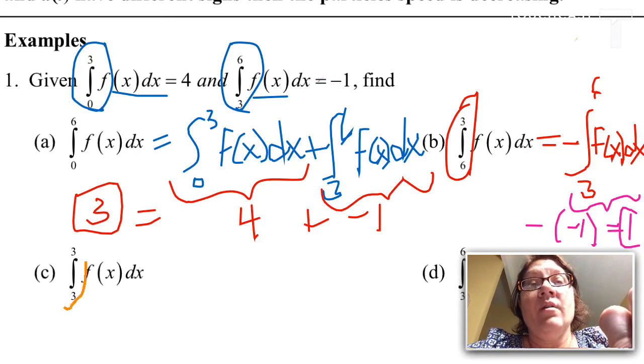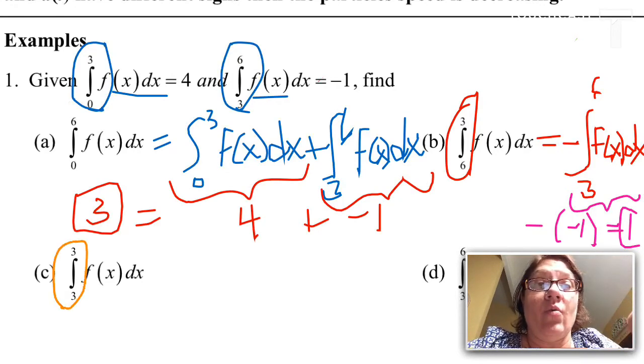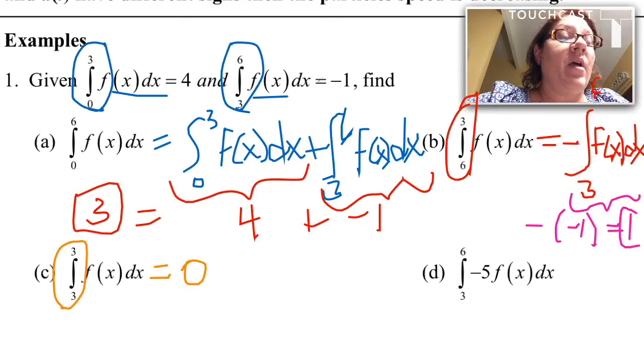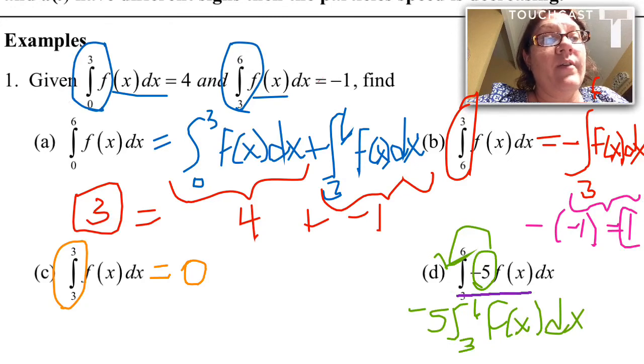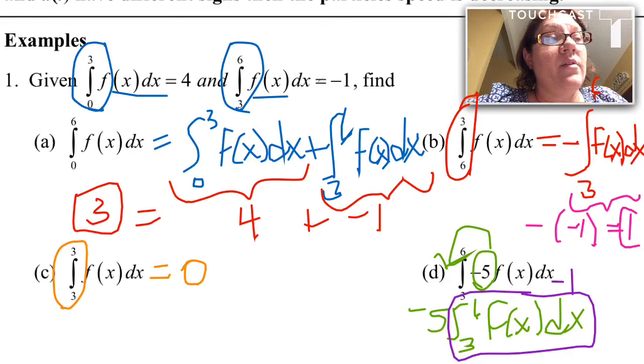Of course, the next one, I'm trying to find the area from 3 to 3, so there's no width. So that one's 0. And on the last one, I notice that this is from 6 to 3. Oh, but wait. I have a coefficient in there which I'm allowed to pull out. And so when I do, of course, I can substitute in for all of this because it was given to me as -1. So I get a grand total of 5. Oh my gosh, these are too easy, Taurus.